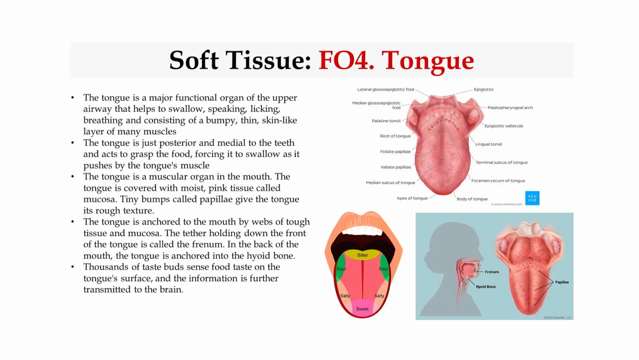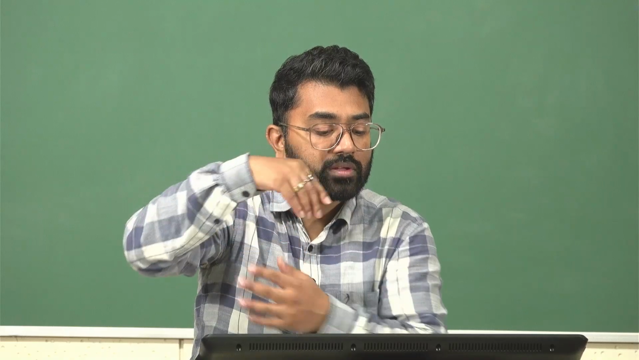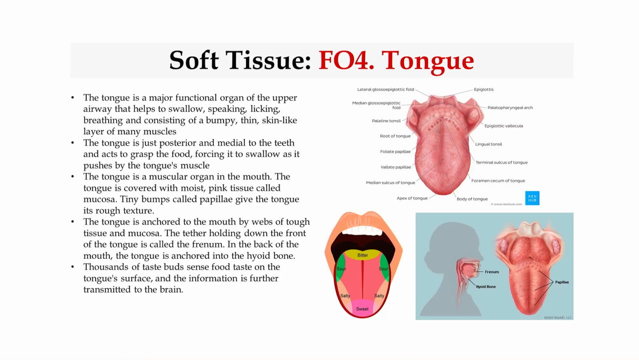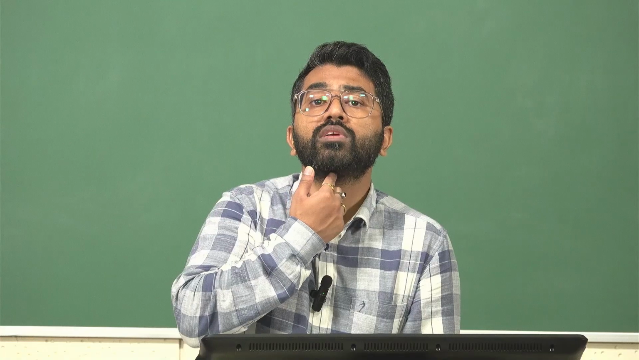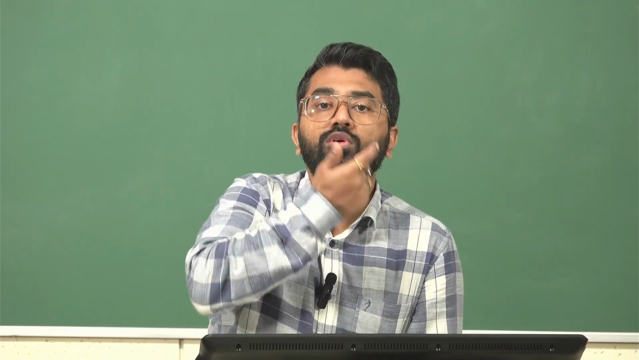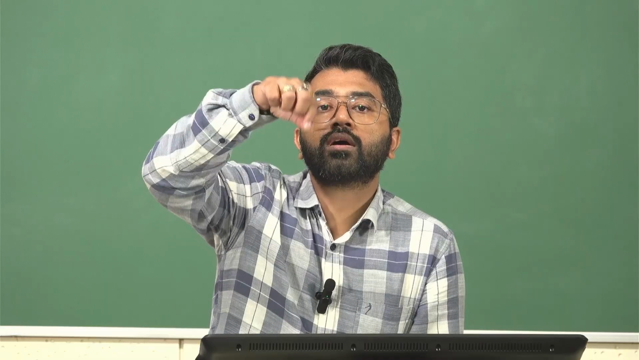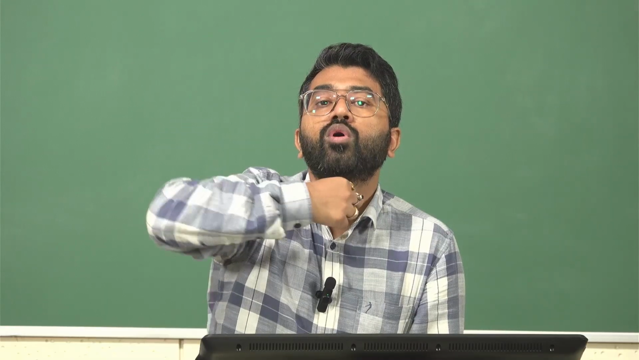The tongue is anchored to the mouth by webs of tough tissue and mucosa. The tether holding down the front of the tongue is known as the frenum, right? So that is the holding for the tongue, otherwise it's going to fall off, right? In the back of the mouth, the tongue is anchored with the hyoid bone. This is a very important bone. It's in the back of the tongue. It's not going all the way into our pharynx; it's kind of pivoted or held at the hyoid bone, which is an important bone.